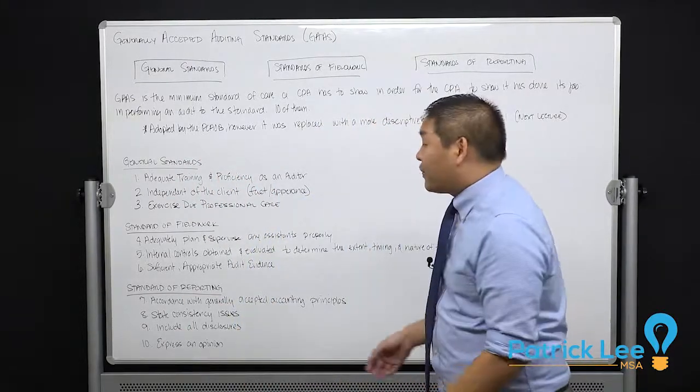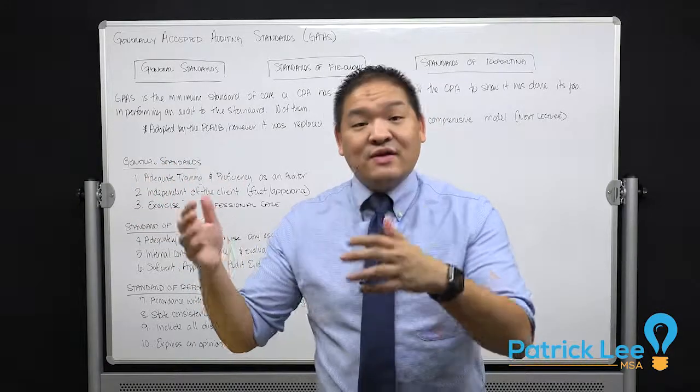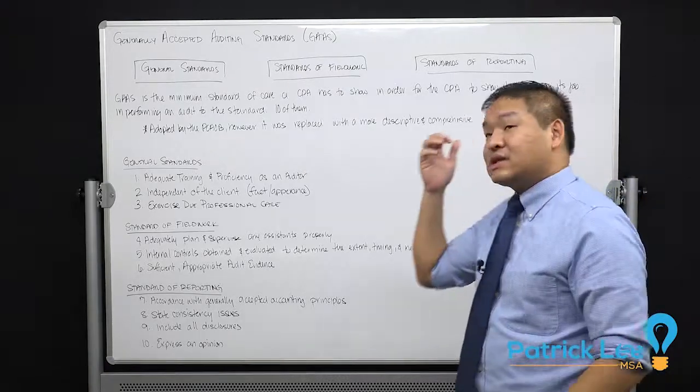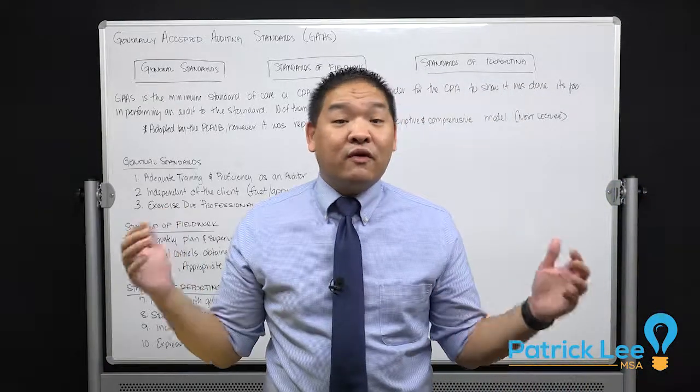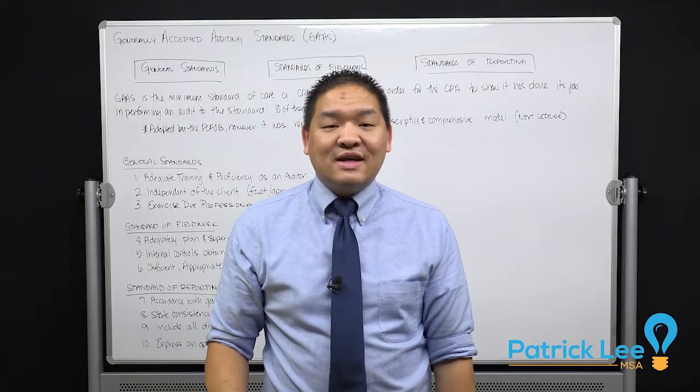So general standards, things that we need to think about for the entire audit. Standard of field work, the part of the field work where we're actually doing testing and actually being out in the field and doing that work. And then the standard of reporting is what does the reporting look like? What standards do we need to follow when we are just about done with the audit itself?